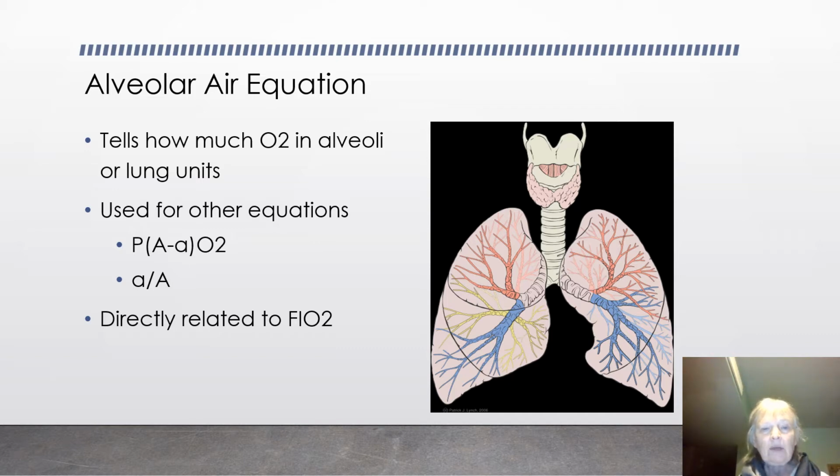Some of the other things we can use this for is for some of the equations. And you have two equations here. The first one is called the A to A gradient. This is determining how much is available and how much got across, and the difference is how much is still left behind. The little a to big A is your a/A ratio. That just tells you what ratio, or look at it as percentage, got across compared to what was available at that particular point. Except for the little a to big A, these other formulas are really tied into the FiO2.